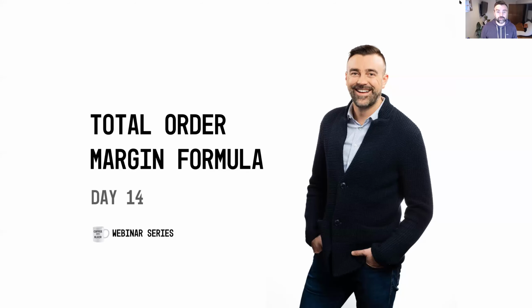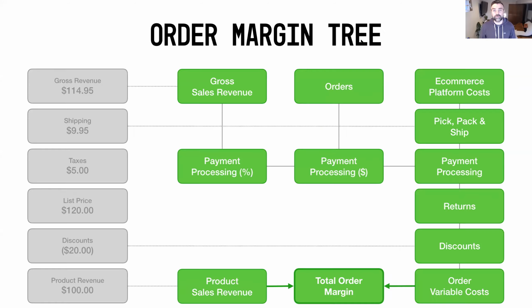So just to reframe what we were talking about here, we've got our order margin tree. If you imagine on the left-hand side, you've got this potential order or practice order that we've been using to help with some of the numbers. So you've got your list price here of $120, taking a discount away of $20 to arrive at $100 in product revenue. Then from there, you've got taxes, you've got shipping, and you've got gross revenue.